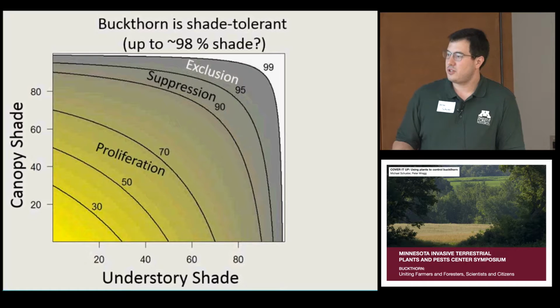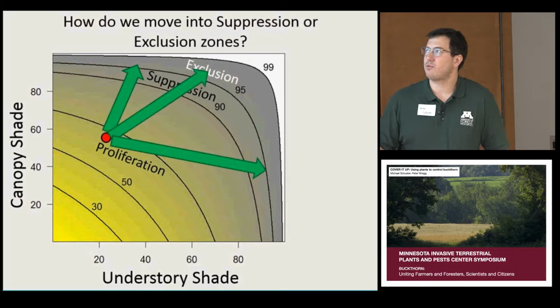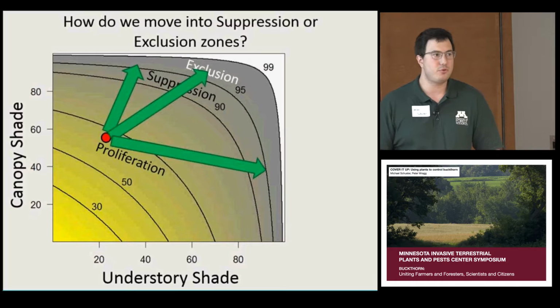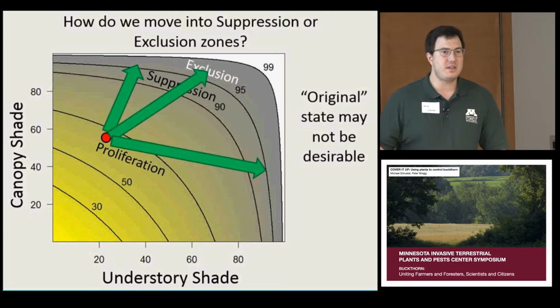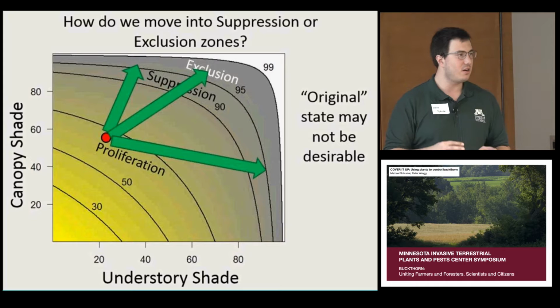So the question is, how do we move from these high light proliferation areas caused by buckthorn removal back into the suppression or exclusion zones where buckthorn is going to have a harder time or just be kept out altogether? We have a couple options for this: we can either increase canopy shading over the very long run, or more realistically from a management perspective, we can increase understory shading to push us into this exclusion zone using the herbaceous layer or the understory shrubs and stuff like that. Notably, these states may be different from the perceived historic state, so we have to consider different species assemblages than we might think have existed there in the past or exist there now, because obviously what's there right now isn't working. So we need to try a variety of different species assemblages to push us into this exclusion zone.